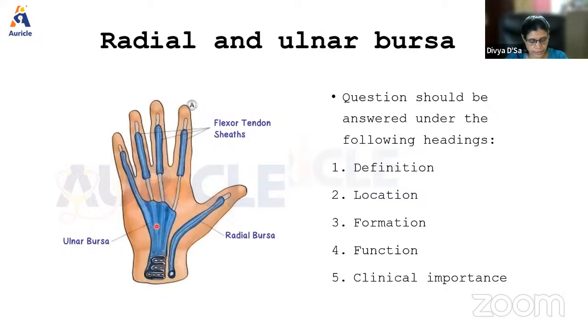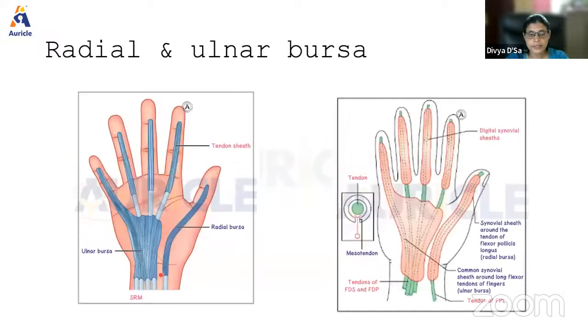Now for the ulnar bursa, if you see the long flexor tendons of the fingers, that is the flexor digitorum profundus and flexor digitorum superficialis tendons, when they pass through this osteofibrous carpal tunnel, they are enclosed by a common synovial sheath. This common synovial sheath we call the ulnar bursa. The tendons invaginate into this sheath from the lateral side. The ulnar bursa extends proximally a little bit into the forearm.